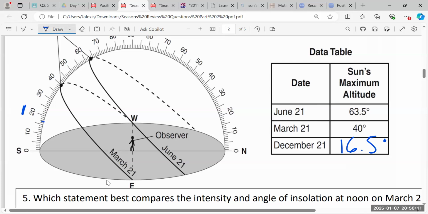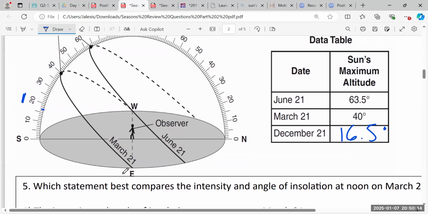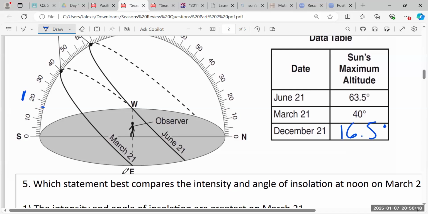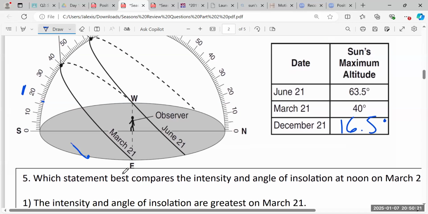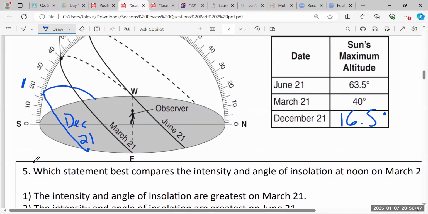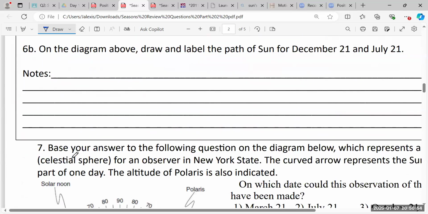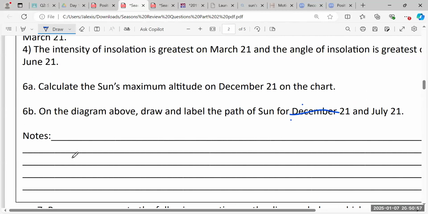16.5, somewhere around here. And you have to remember that the sun rises southeast, so between south and east I draw my curve, and it sets southwest, right here, between south and west. And I'm going to label this December 21st. That's the first thing. Now we took care of December. The sun rises southeast, it sets southwest. Now the next thing we're going to do is July 21st.